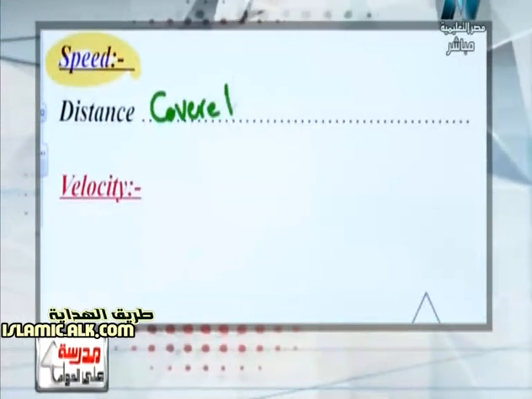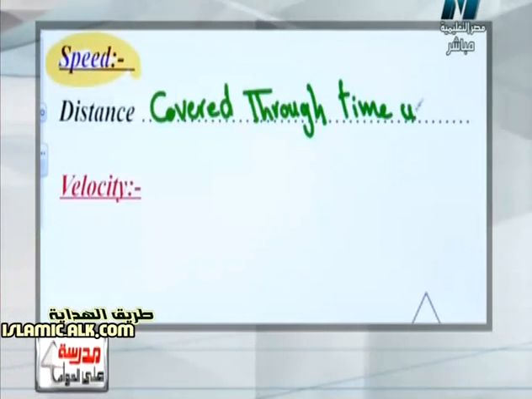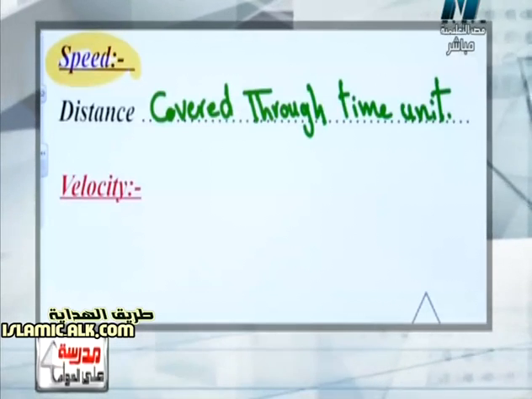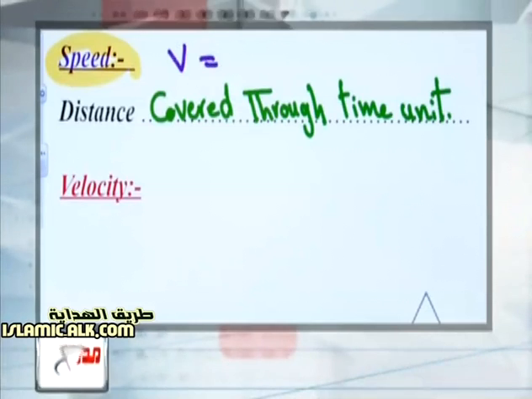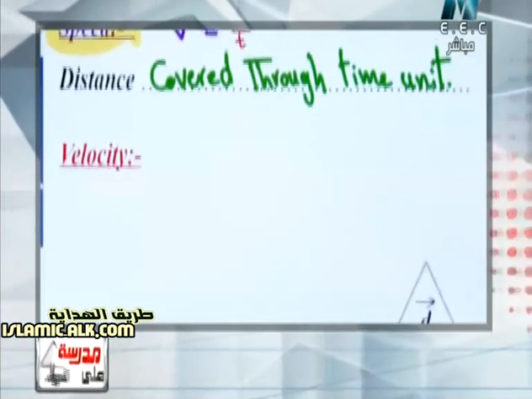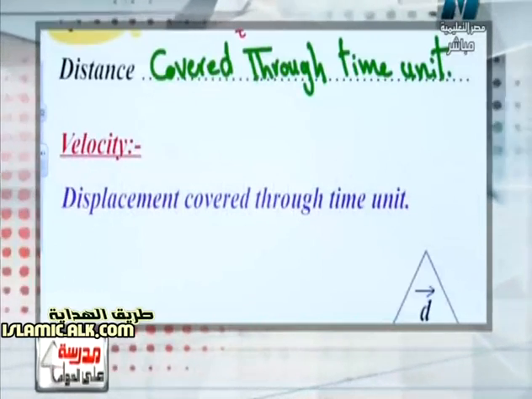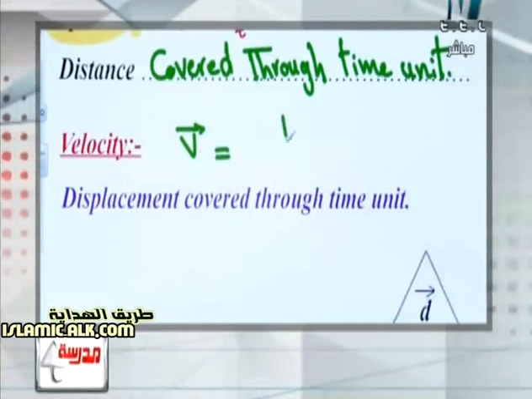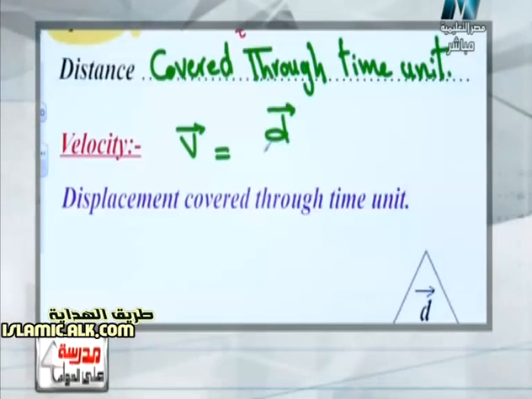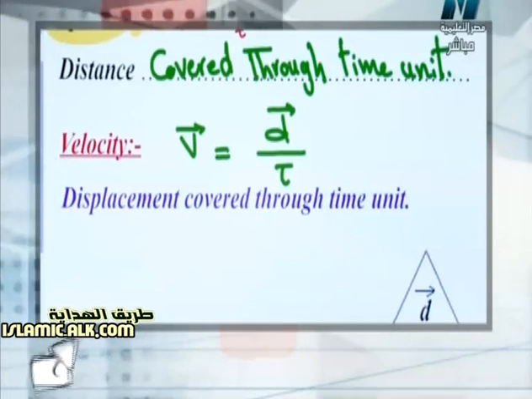As we see in front of us, we have speed. Speed is the distance covered through a time unit, or in 1 second. As V here, speed equals distance over time, D over T. But here we talk about velocity. What is meant by velocity? It is displacement covered through time units. So V with an arrow, which means velocity, equals displacement, D with an arrow, which means distance in a definite direction, over time. So displacement covered through a time unit is what we mean by velocity.